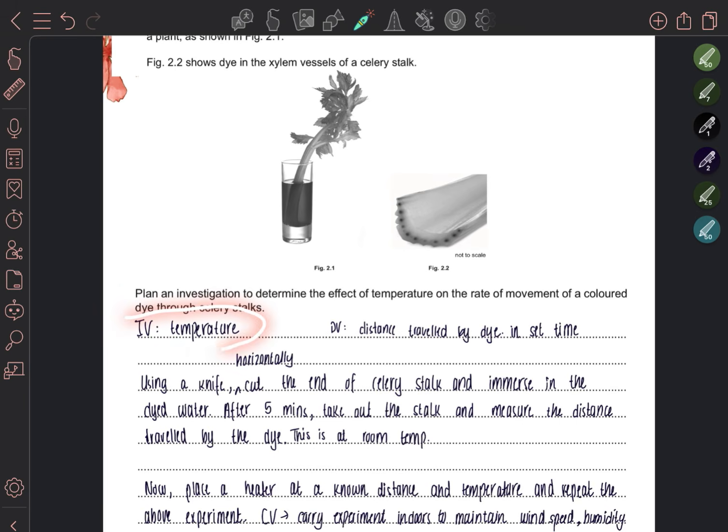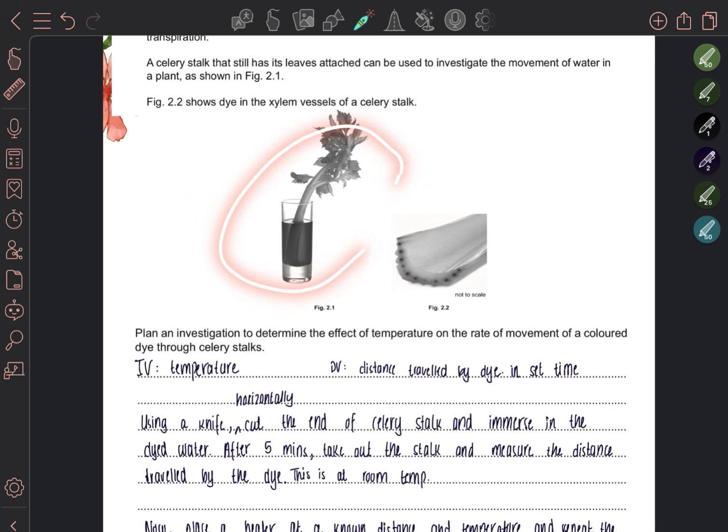The independent variable is the temperature. We're going to change the temperature. First, we'll carry out this experiment at room temperature, and then we'll keep a heater nearby and keep increasing the heat when we repeat the experiment. The dependent variable is the distance traveled by the dye in a set amount of time. It's important that we write set time because we're measuring the rate of movement, right? Because maybe if you just leave them all for 2 days, all of them would move the entire distance, right? So you need to measure the time in a set time. Let's say after 5 minutes, 10 minutes, something like that, but keep it set.